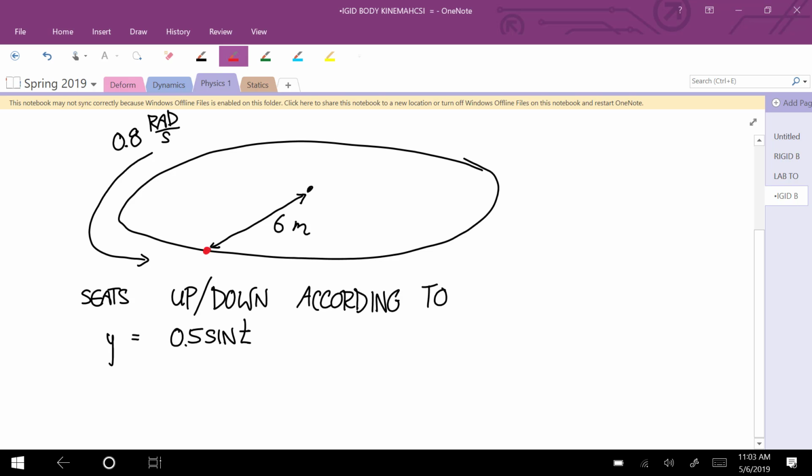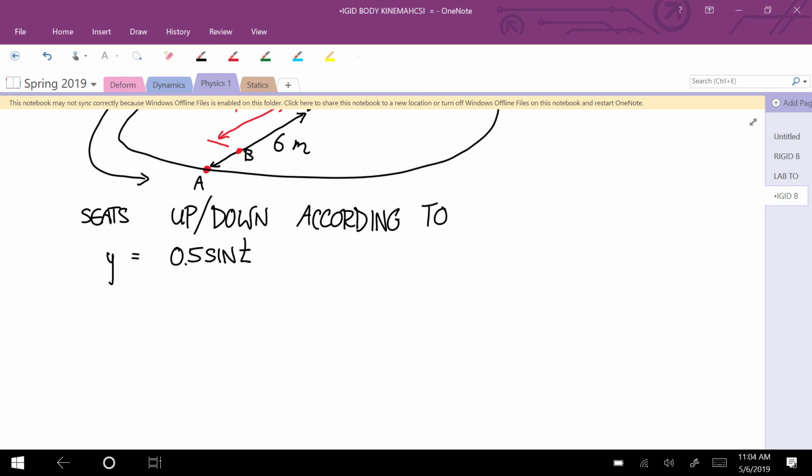And we want to do it for a kid who's sitting all the way at the outside, and we also want to do it for a kid who's a little bit closer. So this distance then is 4 meters. I'll think of this as the point A, and this is the point B, the closer one. So we want to figure out the greatest speed, the greatest acceleration magnitude.